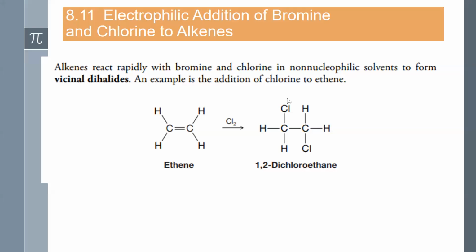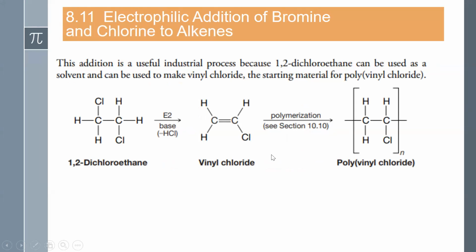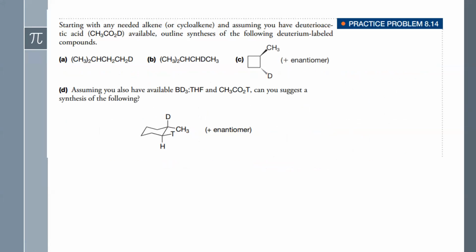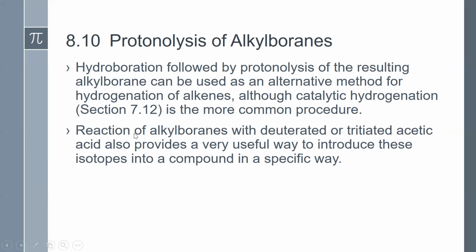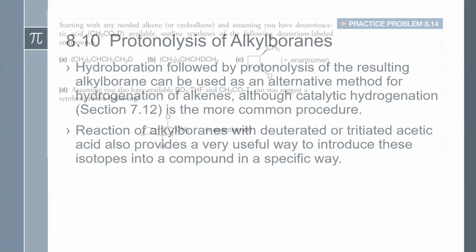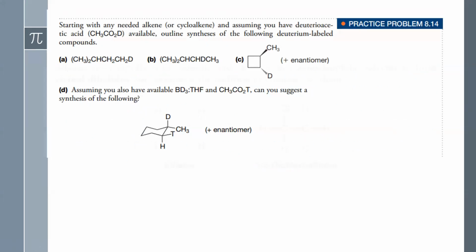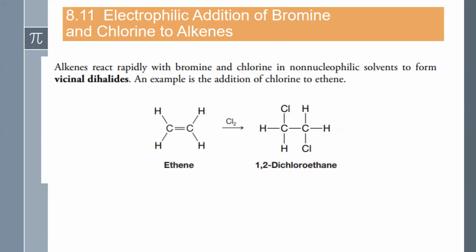Hello everyone, we'll continue with our chapter 8, no? So the last topic that we discussed last time was 8.10, the protonolysis of alkylboranes. And so we will proceed with another kind of reaction of alkenes, which is the addition of bromine and chlorine.